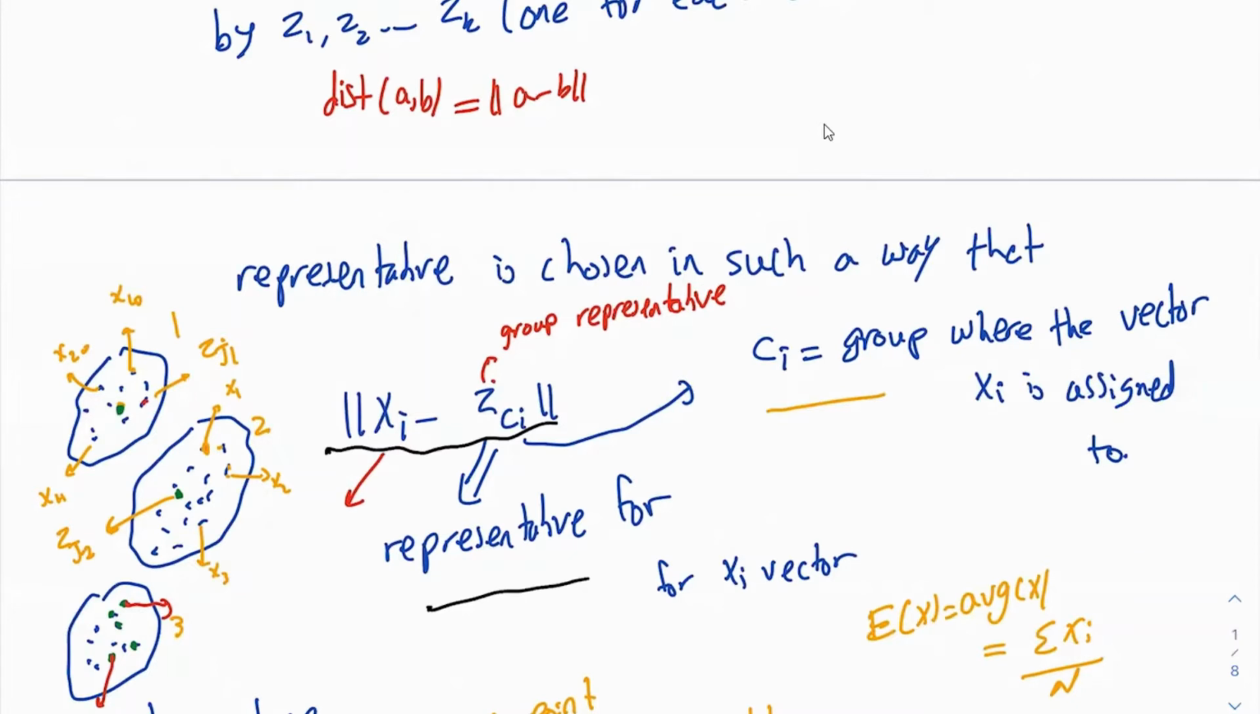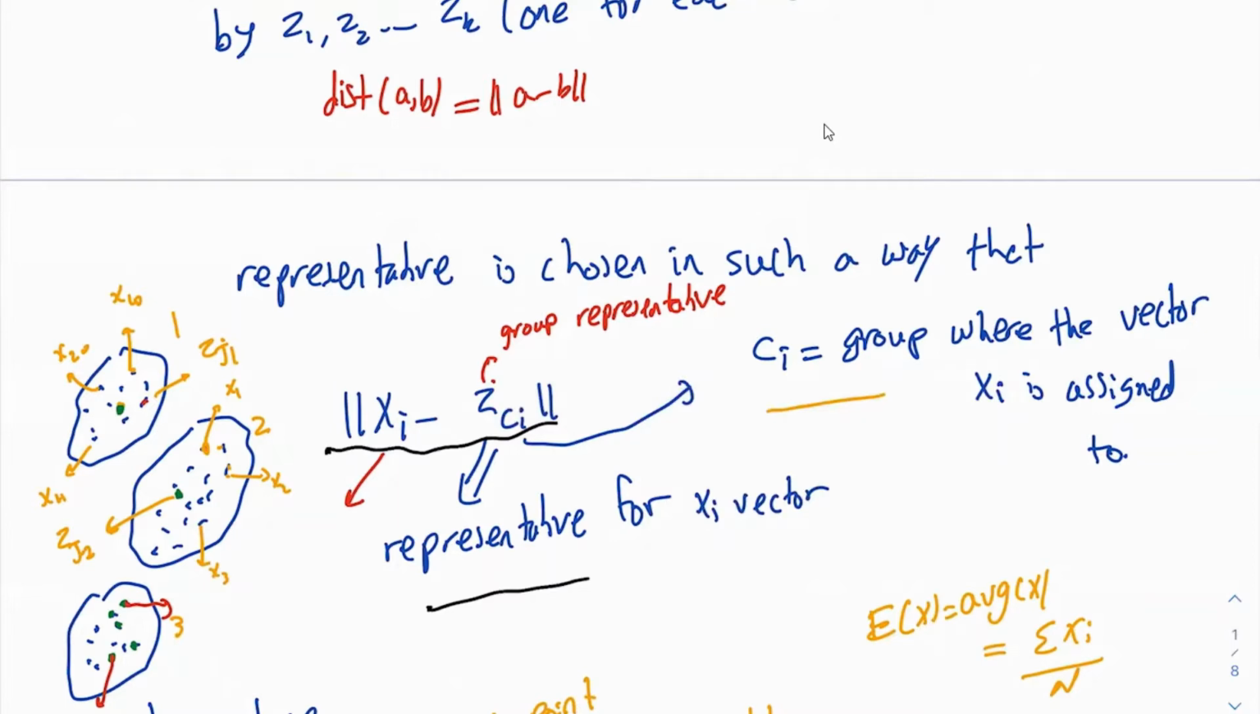Okay, let me just bring this one. So z_ci is a representative for the xi vector. Now, we would like to minimize this distance.